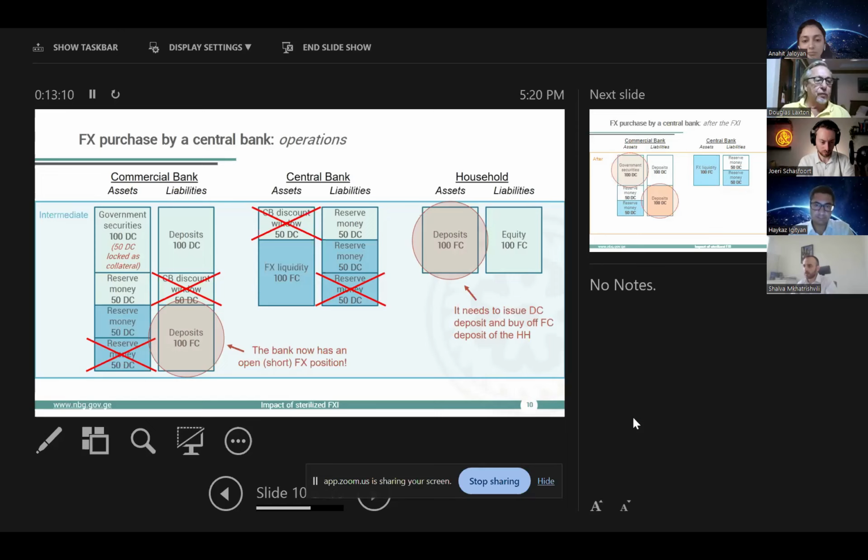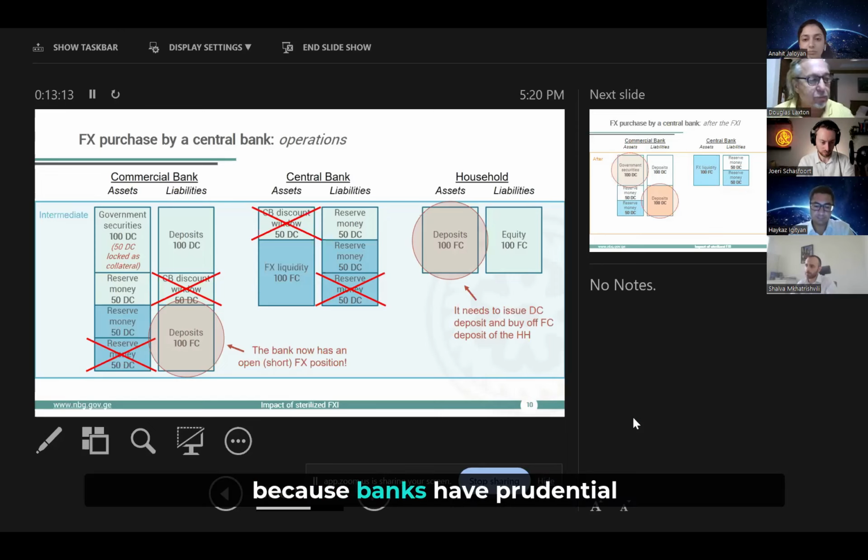This means that banks, because banks have prudential regulation that forces them to have a closed FX position, or a close to zero net open position, it means that this commercial bank will be forced to buy FX from someone else. And in this example, the simplest way would be to buy this FX from households, because households are those agents in our example that have this foreign currency money in the system.